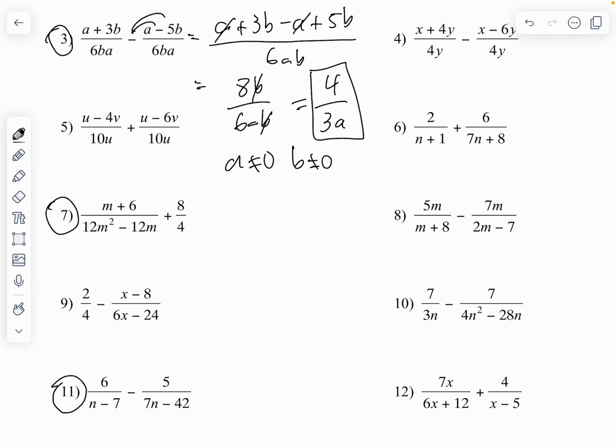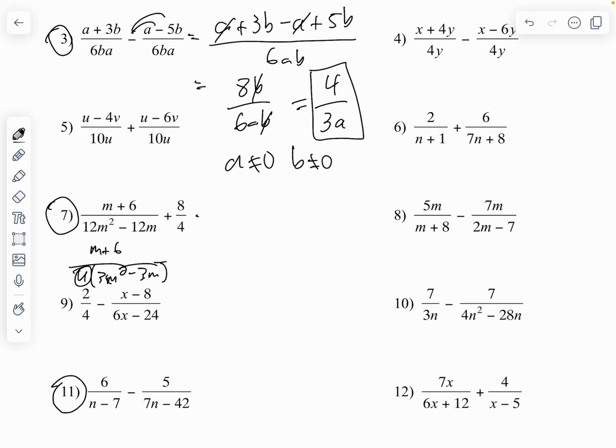All right, number 7. So it looks like we need a common denominator here, but I can be a little bit sneaky about it. You don't have to do this step, but I'm going to factor a 4 out of the bottom of the left side here. So we're going to have m plus 6 over 4 times 3m squared minus 3m. And you could be saying, well, you could factor out a 12, but I really want to make it clear that there's already a 4 there.